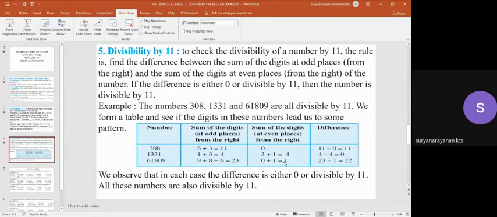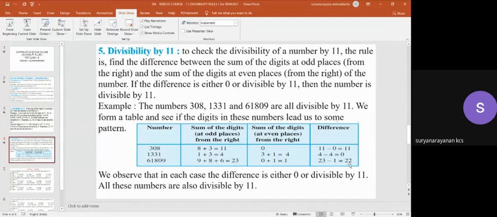Now 23 minus 1, let us find the difference of these two numbers. What will you get here? 23 minus 1. What will you get? 22. Is this number a multiple of 11 or not? Yes, sir. We get 22 in the 11 table. So this number 61,809 is also divisible by 11.